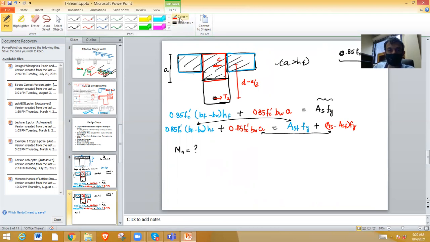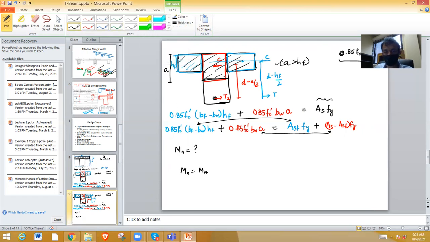Now for this one, where is the C? C is at the center, so here, and T1 is again here. See, this one is higher than this one, because this is the center of the blue, not the red. So for this one, it is D minus HF by 2. HF is the flange depth.